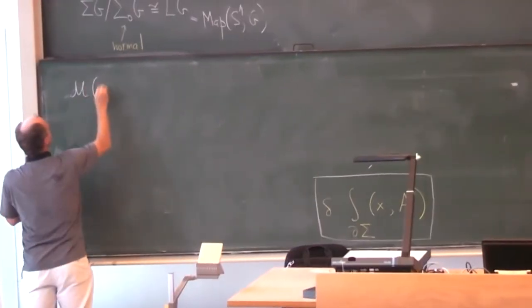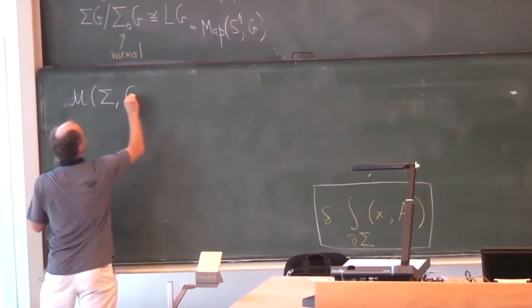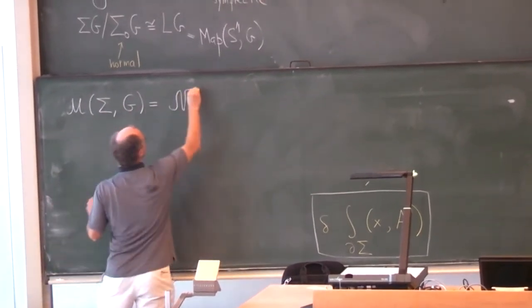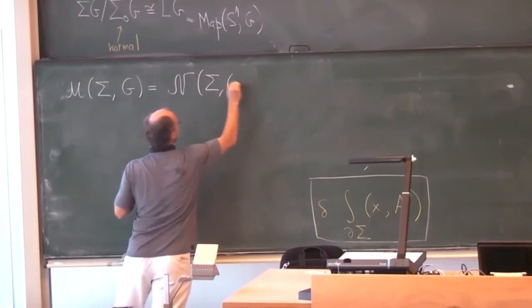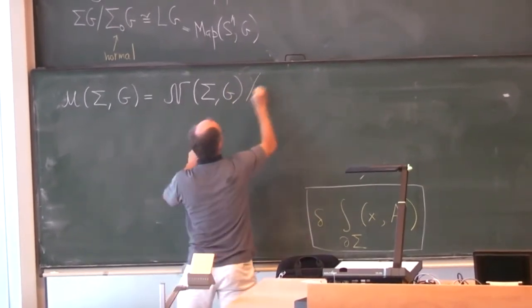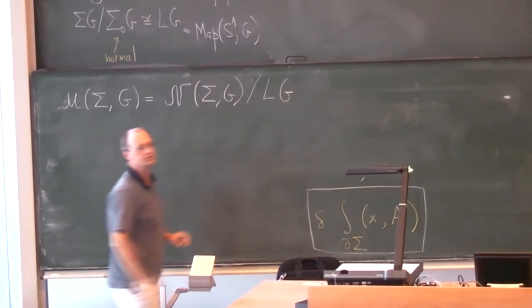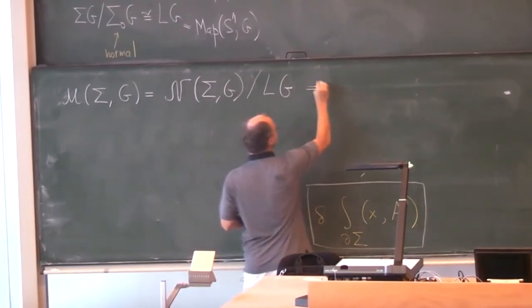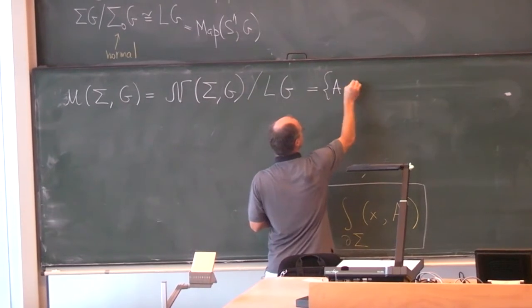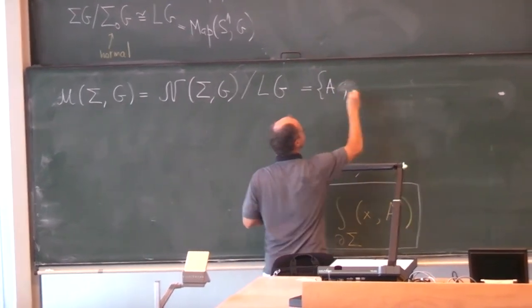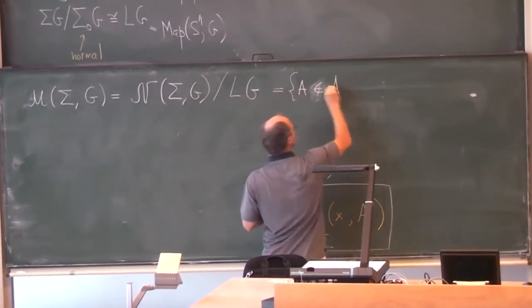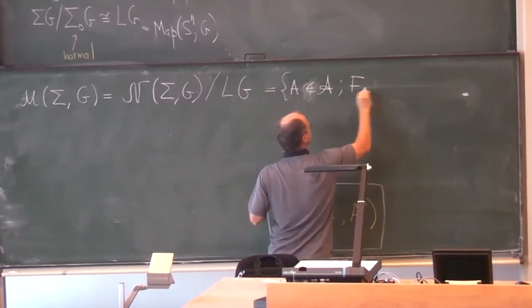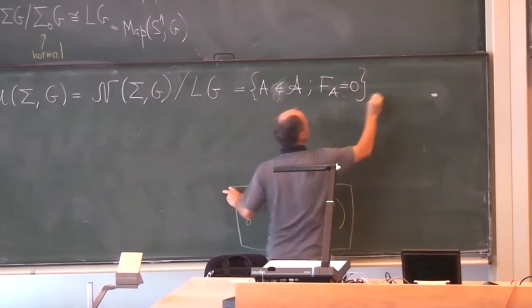Define now M of sigma, G as simply a quotient of N of sigma, G by the loop group LG. Of course, this is just equal to, again, the moduli space of flat connections.